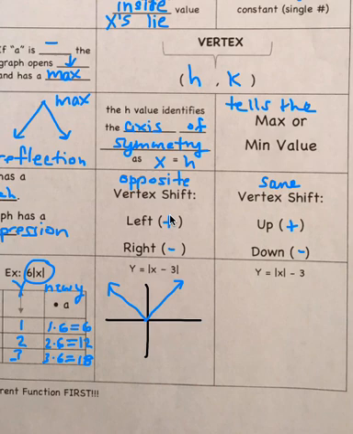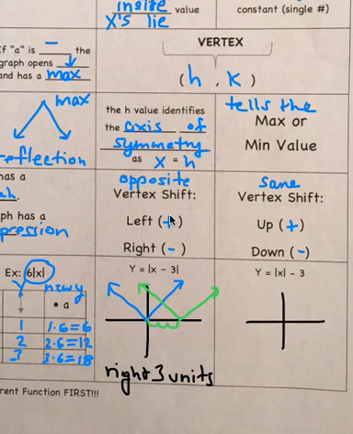Now, our new function shifts to the right 3 because it's opposite. 1, 2, 3. And it's going to do the same thing. So in this we'd say right 3 units. And then for the second example here, absolute value of x minus 3, draw our parent function, and then our new function is 3 down. So we would say down 3 units.